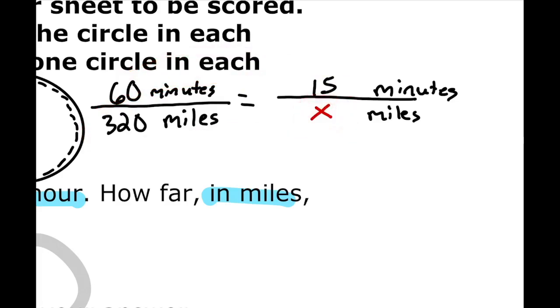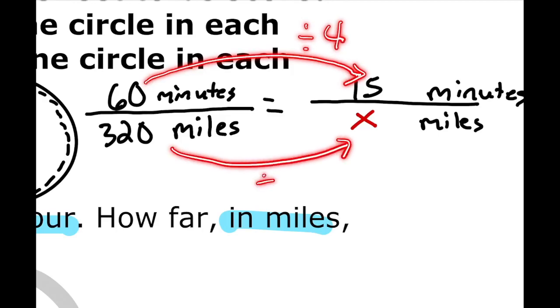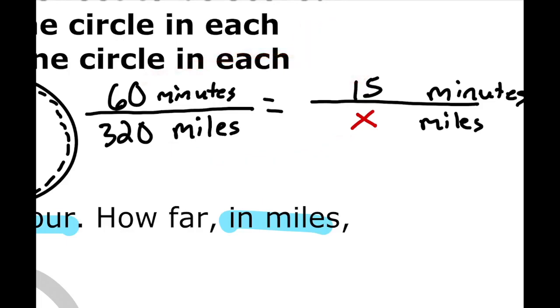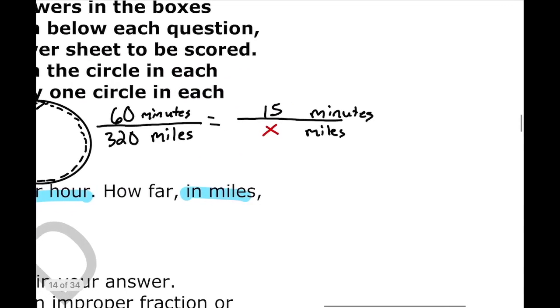number here. Now, some of you are really bright. You can see, hey, to get from 60 to 15, we said divide by 4. So with this being an equivalent ratio, I could say divide 320 by 4 as well. But let's just plug this in and let's see what we get both ways.